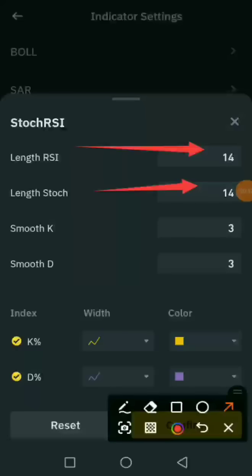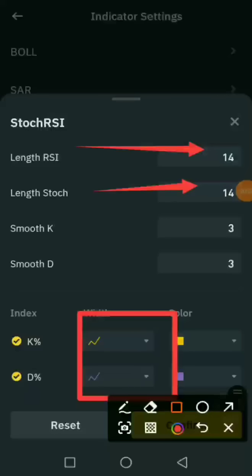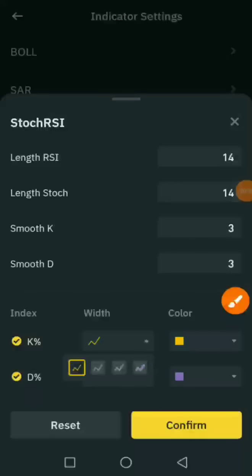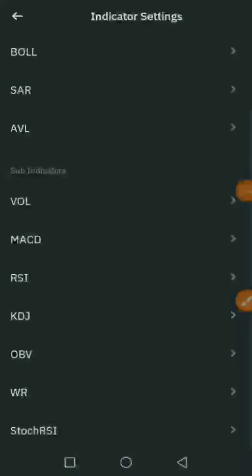The only thing you can touch is the thickness. Over here, you can change the thickness of the lines that will be produced to make it more visible for you. So let me put it to the thickest. I enjoy putting it to the thickest, and then you just click on confirm.